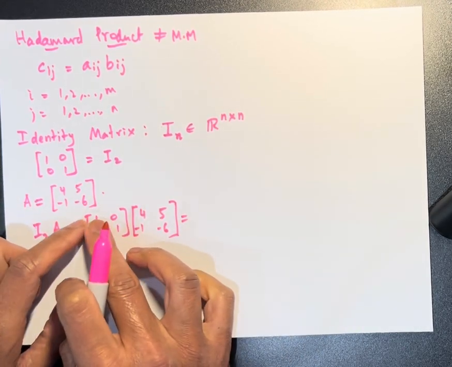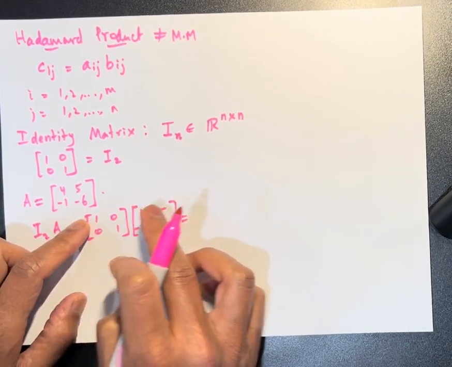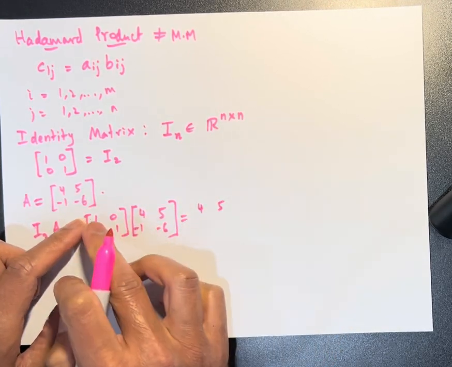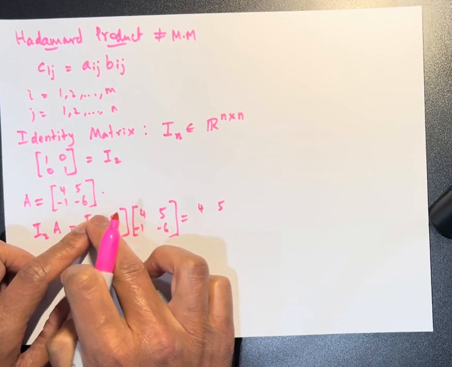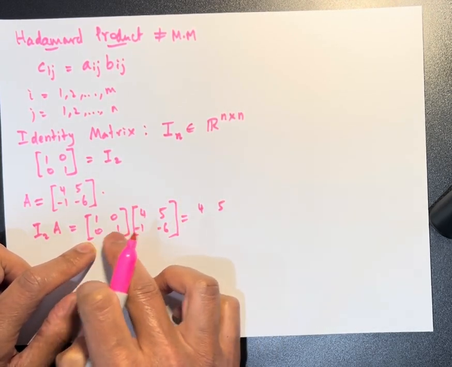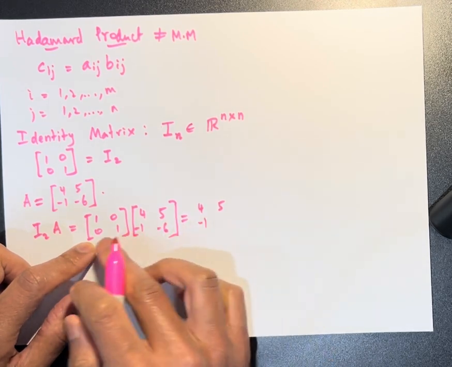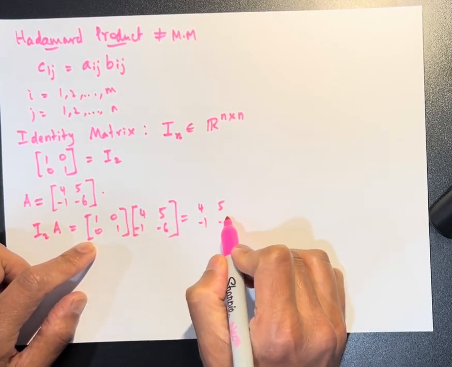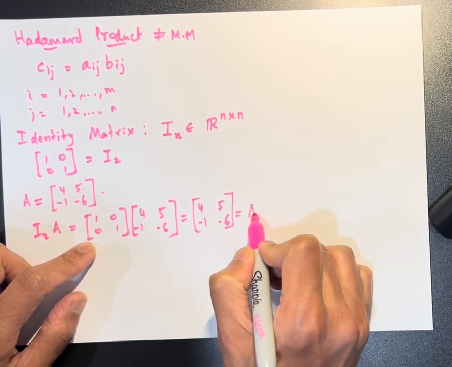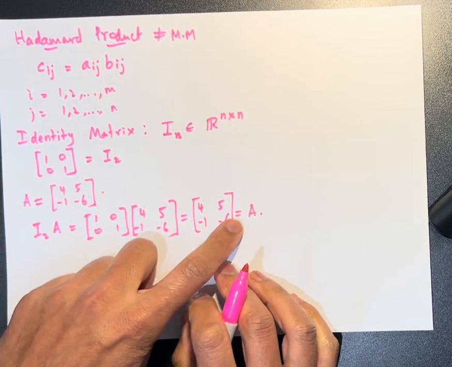This can be any numbers, I'm just giving you an example. When we do 1 0 and multiply, these 4 5 are going to come out, because it's 1 times 4 and then 0, and then 1 times 5 and then 0, and then 0 times 4 and 1 times negative 1, so that becomes negative 1, and 0 times 5 and 1 times negative 6 becomes negative 6. So we get A back.